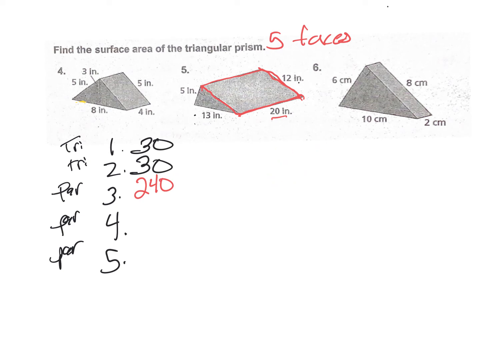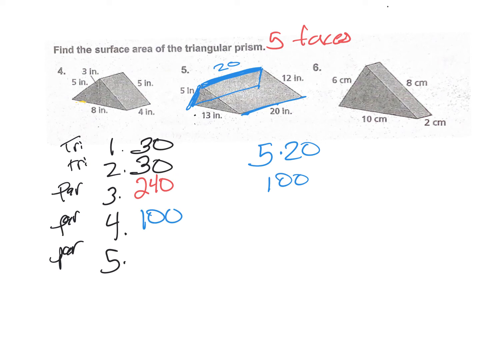Let me erase that one. Now, I'm not going to do the bottom. I'm going to go to this other side that's really hard to see, but we know it's there, coming down. So it's a 5 by whatever this is. Well, if this is 20, then this also is 20. So it's 5 times 20, and that equals 100. So that's 100.